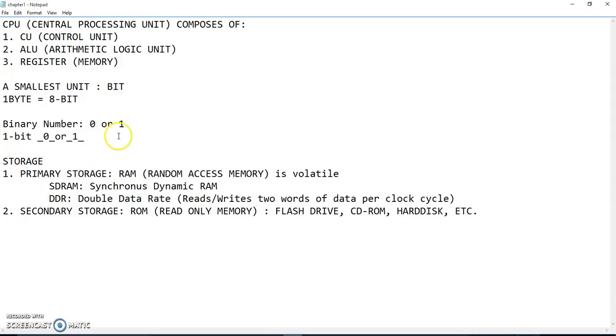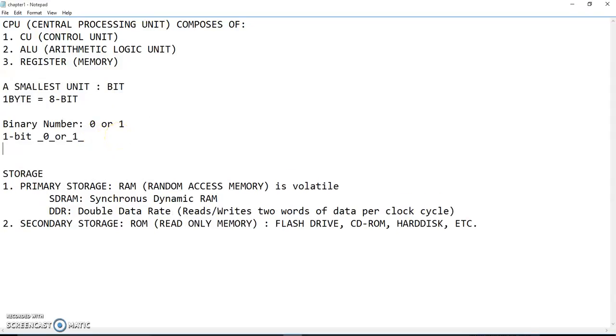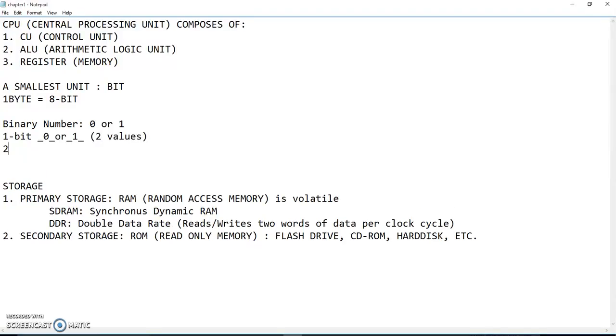So now, if I have 1 bit, I can represent 2 values, right? Either 0 or 1, right? My question is, if I have 2 bits, how many values can I represent? It should be 00, 01, 10, or 11. So with 2 bits I can represent 4 values.